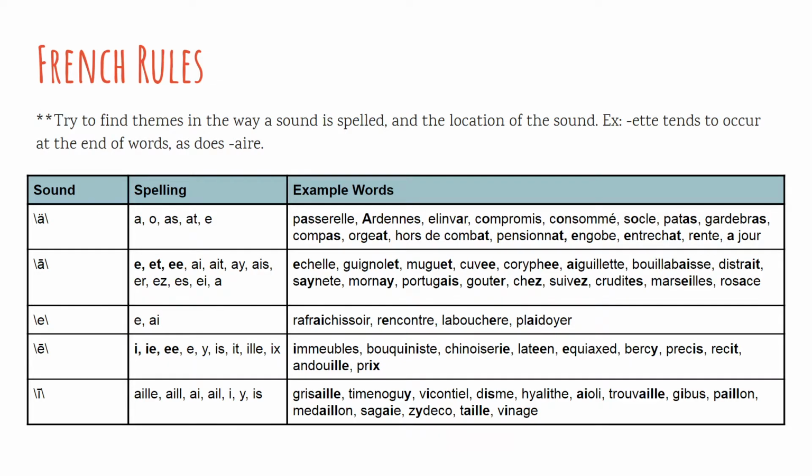Next we have the long A sound. The long A sound can be most commonly spelled E-T, E, or E-E, but it can also be spelled A-I, A-I-T, A-Y, A-I-S, E-R, E-Z, E-S, E-I, or A. So there's a whole lot of ways that can be spelled, but the most common are highlighted in bold and are spelled E, E-T, or E-E. For example, échelle, guignolé, muguet, or cuvée.